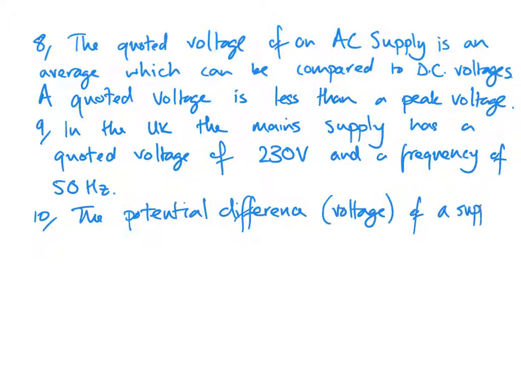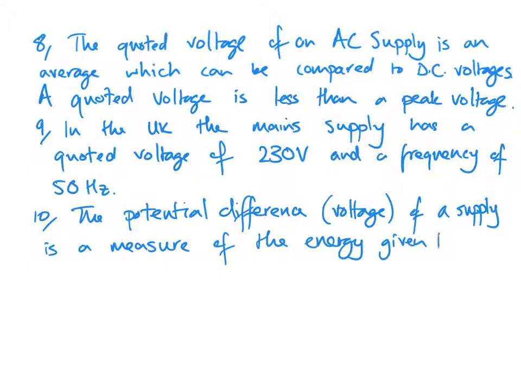of a supply is a measure of the energy given to the charges in a circuit. So remember we said that what a battery does is it doesn't inject electrons into the circuit, it makes the electrons which are already there move, i.e. it gives them energy. And voltage or potential difference is a measure of how much energy it's given to each of the charges in a circuit.